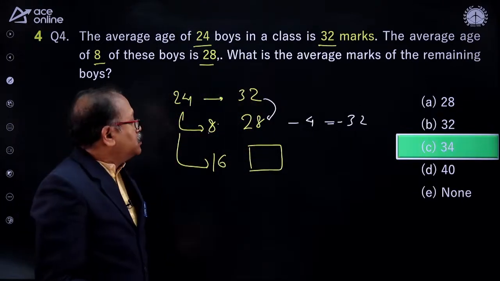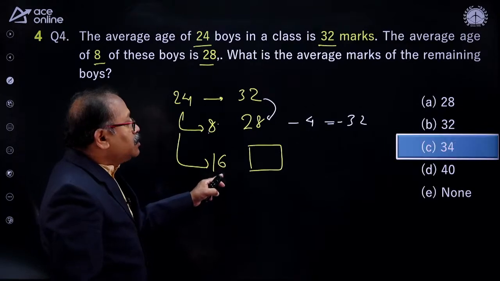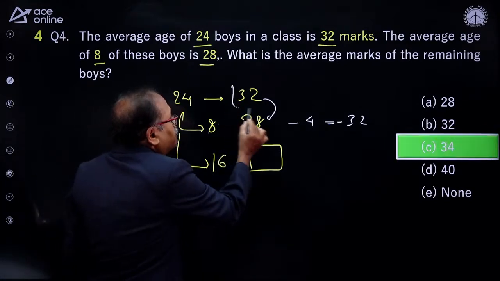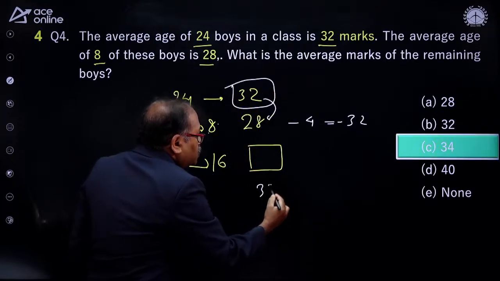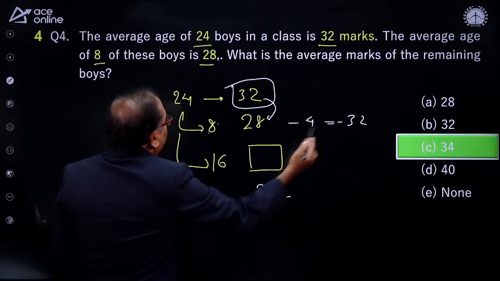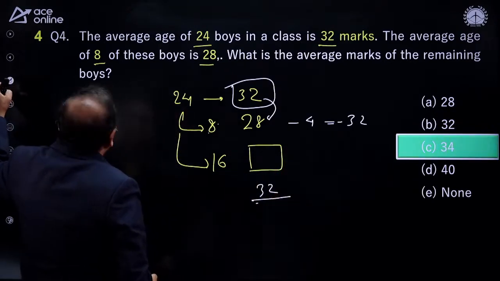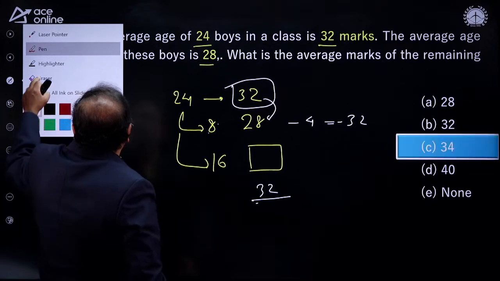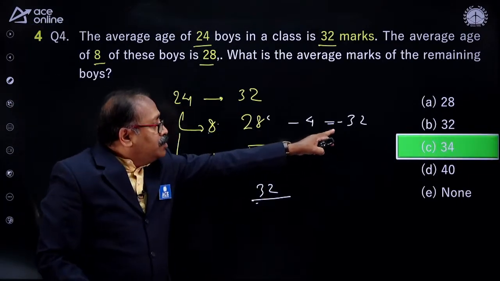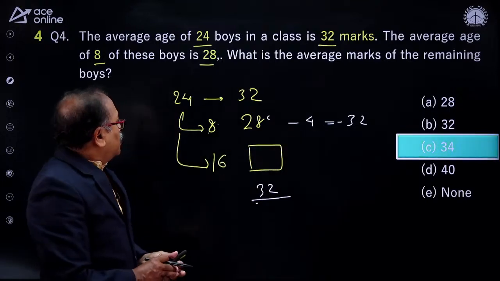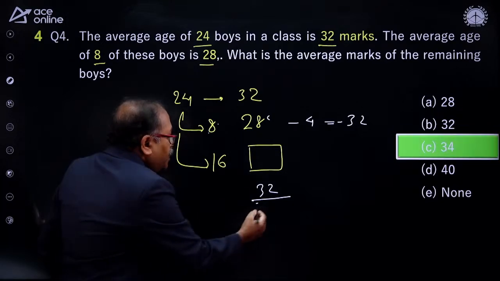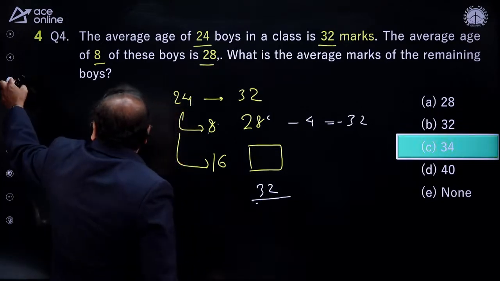That indicates that for these 16 people, the average will be how much less than the overall average. So 32 divided by, this is 32, right? 24 students are there. Okay. So let me just erase this one. This is the average. So this is 32 less. And 32 less for how many people? For 16 people. So that is 32 divided by 16.